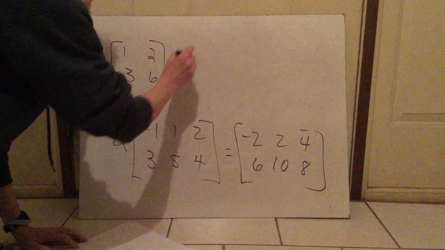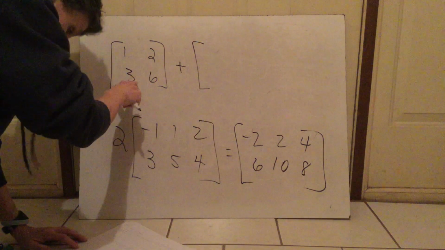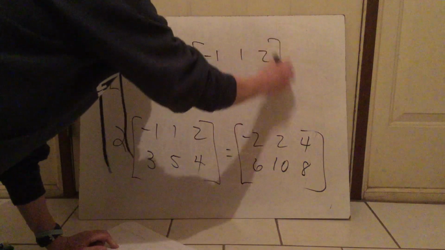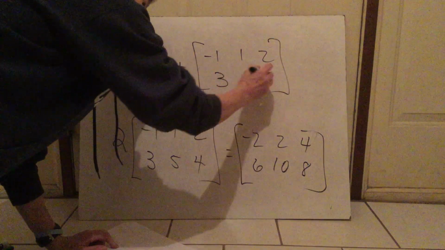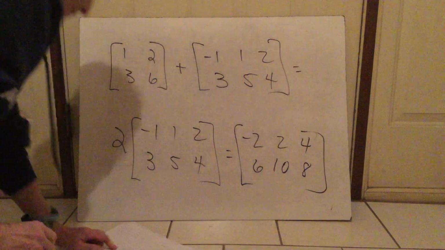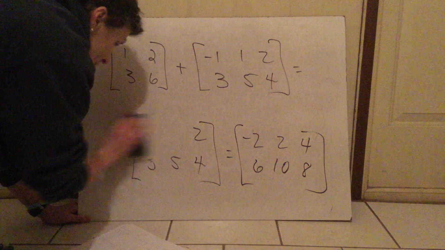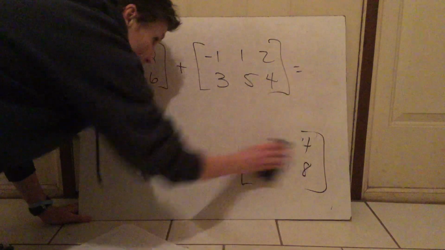Now we're doing A plus C. So that's matrix A, and then this was C. So now we're going to add these two together. Okay, so our job now is to add these two matrices together.